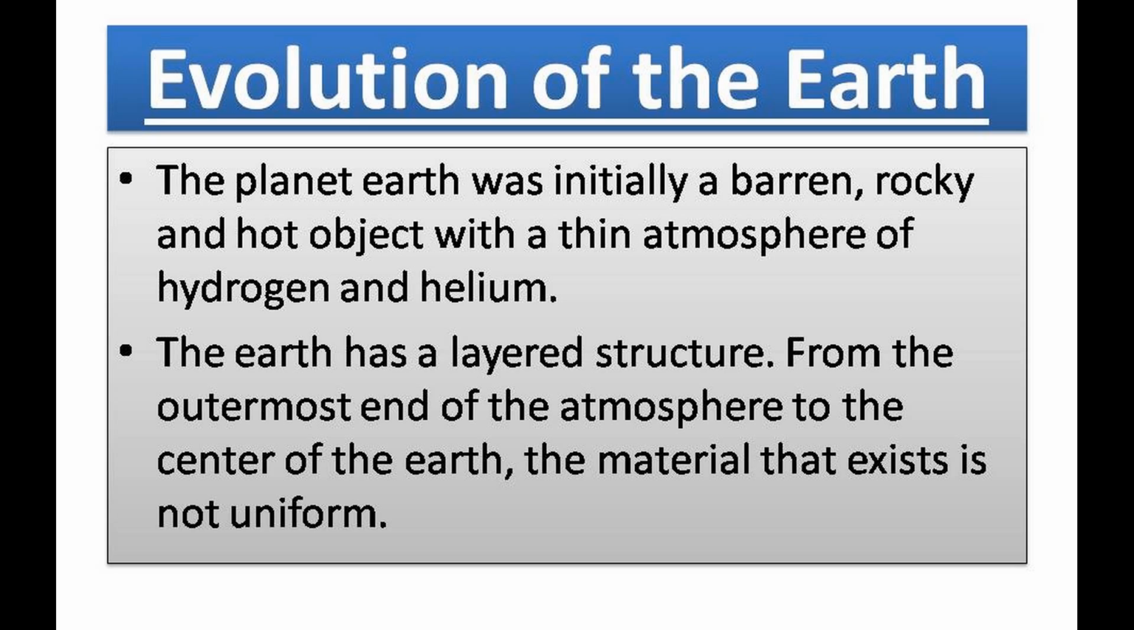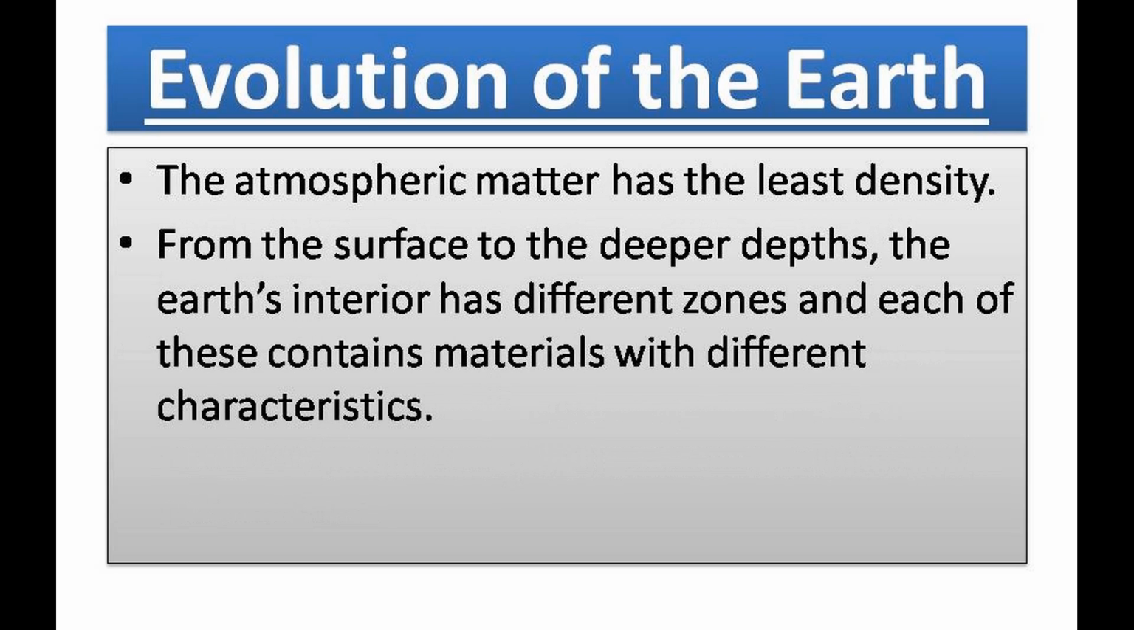The Earth has a layered structure. From the outermost end of the atmosphere to the center of the Earth, the material that exists is not uniform. The atmospheric matter has the least density. From the surface to the deeper depths, the Earth's interior has different zones, and each of these contains materials with different characteristics.